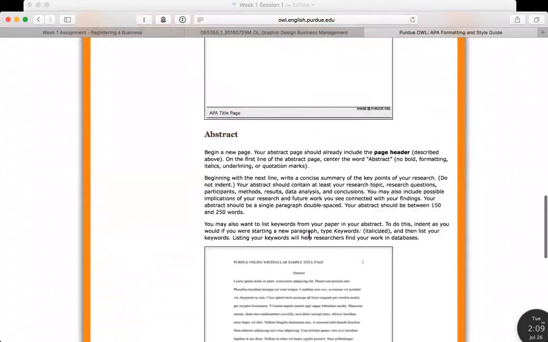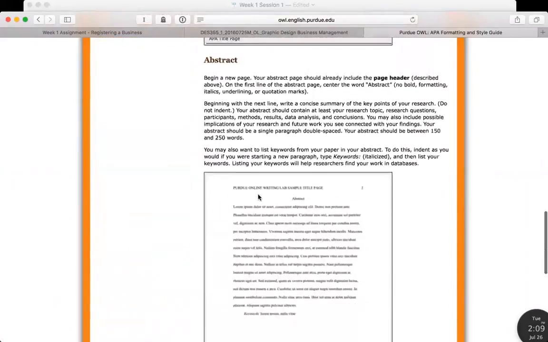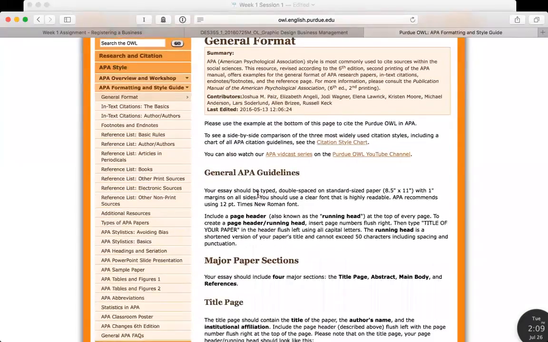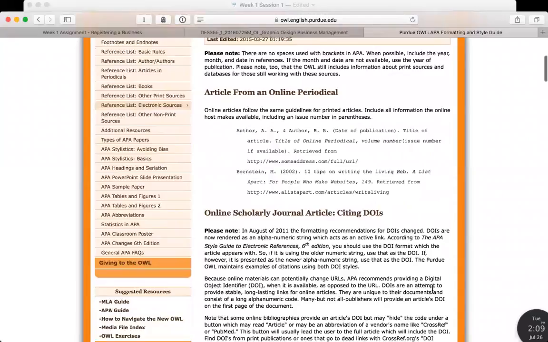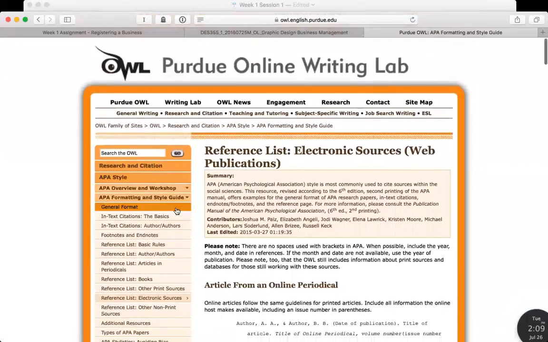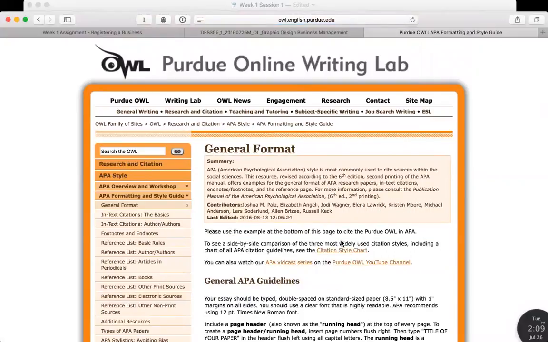So here, for example, I could learn about the title page, and it's got all the information necessary. If I'm specifically looking for information on how to do my reference list, there are basic rules, authors, articles and periodicals. So maybe it's specifically electronic sources. I can click on that, and it'll break down how to do my reference page there. Okay, so this is a much more exhaustive resource. It has just everything, but it is a fantastic resource if you're looking to get information on APA.